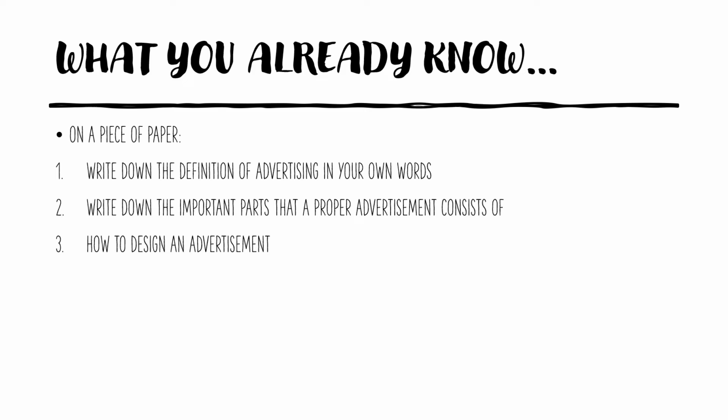Write down the important parts that a proper advertisement consists of. The parts that you can recall, the parts that you remember. Also, write down the things that you already know and remember about designing an advertisement that will be able to reach its target audience and achieve its intended purpose in the market.